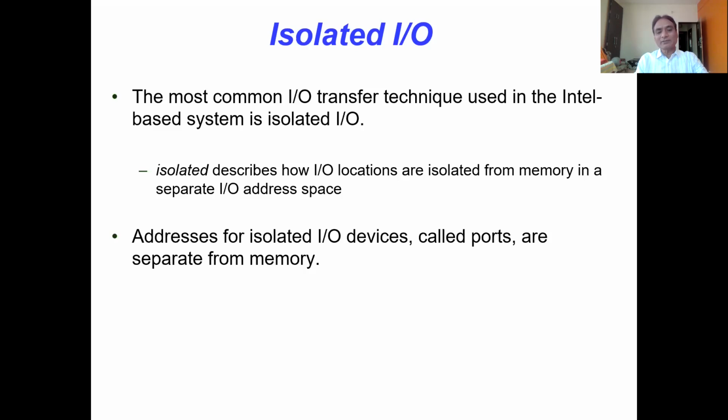Addresses for isolated IO devices are called ports, and are separate from the memory. One thing you should remember: isolated IO is not part of the microprocessor. It is in true form input output devices. So how many input output devices can we interface?